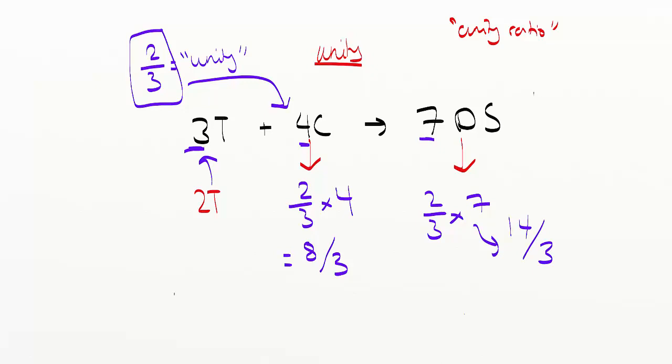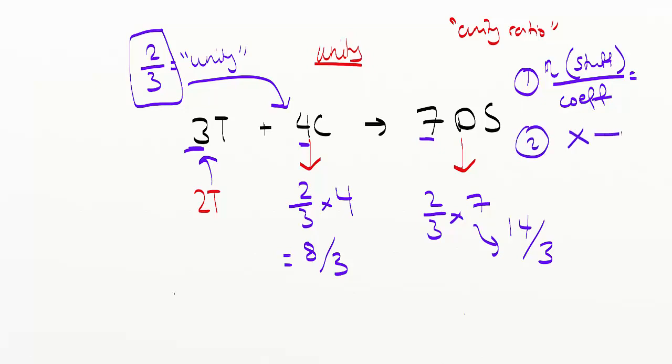The method is this. First of all, you take the number of stuff that you have, the moles of stuff that you have, and divide that by the coefficient. Then you get a number, and you multiply that number by the coefficient that you're interested in.